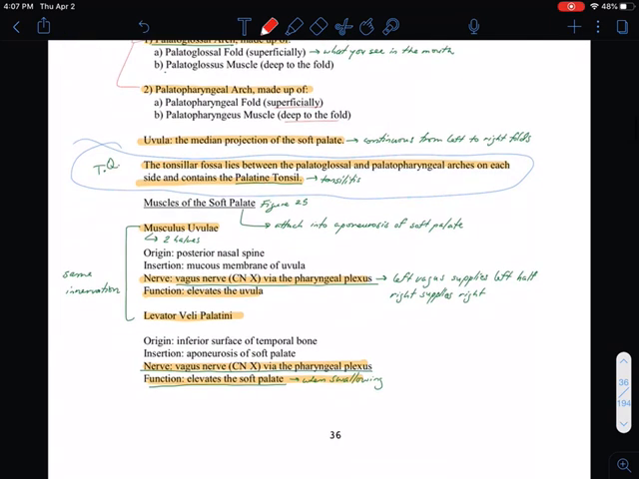Uvula, we all pretty much know what that guy is. That's the median projection of the soft palate, the little dangly thing that is chilling in the back of your throat.